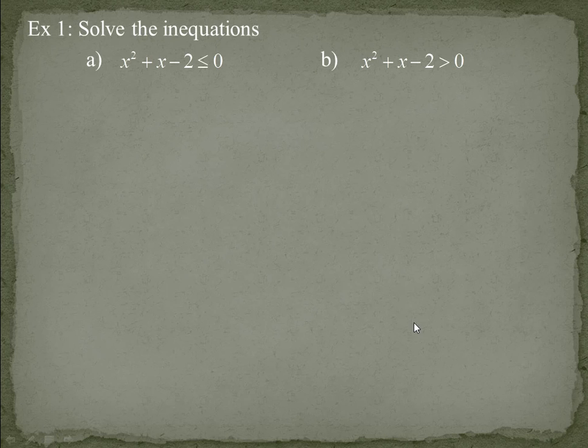So example 1, solve the inequations. Part A is x squared plus x minus 2 less than or equal to 0, and part B is x squared plus x minus 2 greater than 0. If you want, feel free to try these yourself if you follow what was said in the previous slide for the 3 steps. If not, we'll go through it now.